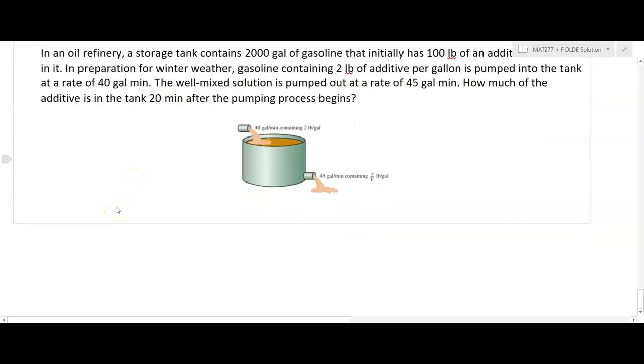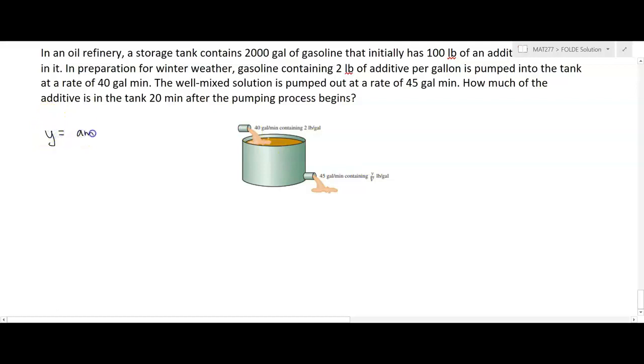Okay, so we clearly want to keep track of the amount of additive in there. We have oil in here. We're adding 2 pounds per gallon of this additive, at 40 gallons per minute. This mixture is that of gasoline and the additive, and so it becomes well mixed inside of this tank and then flows out the bottom at 45 gallons per minute, and we are now going to build that expression. So we're going to define our variables.